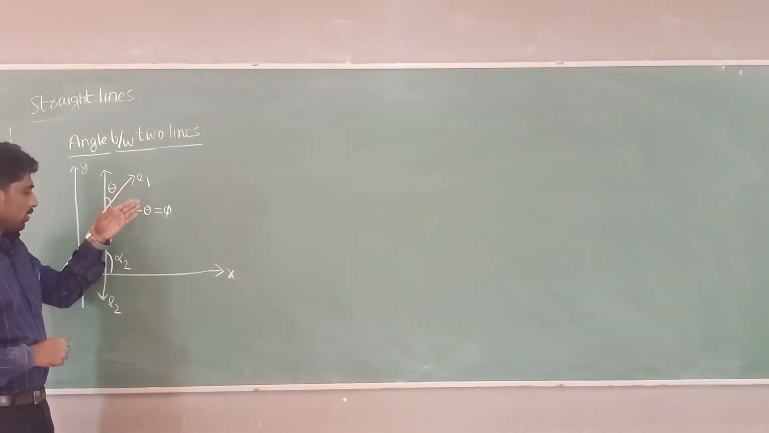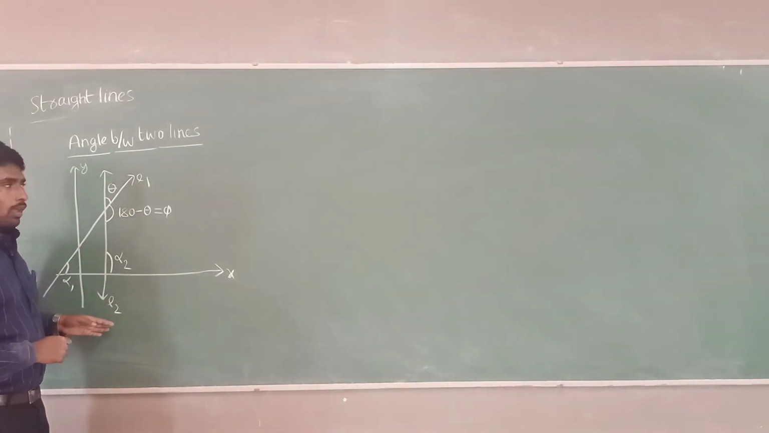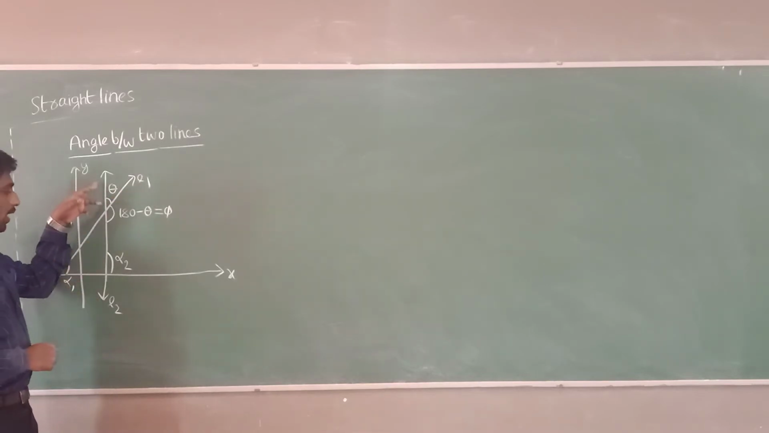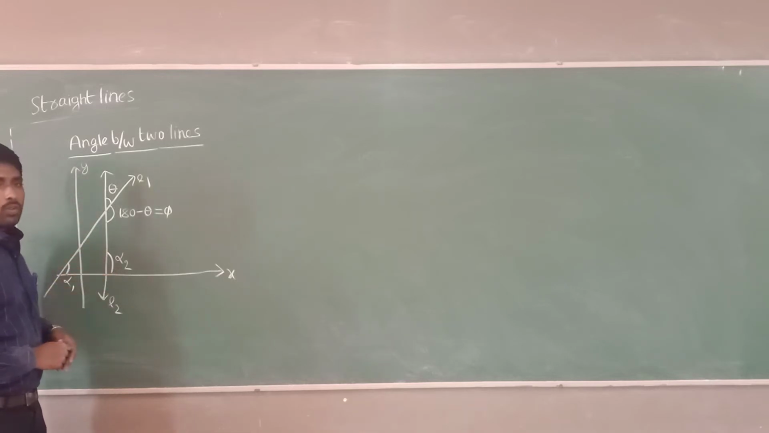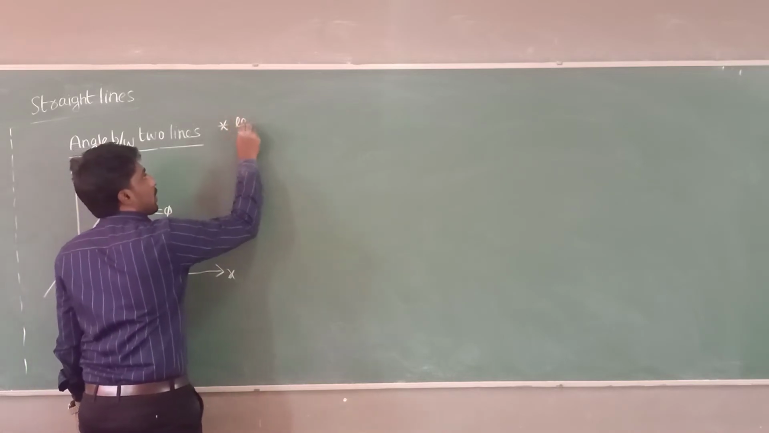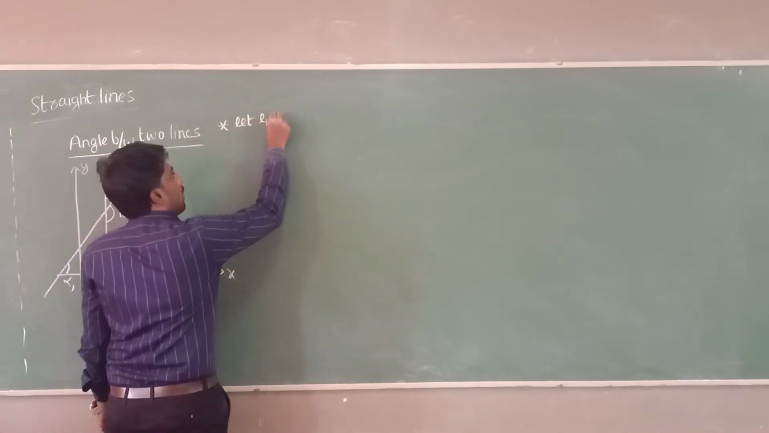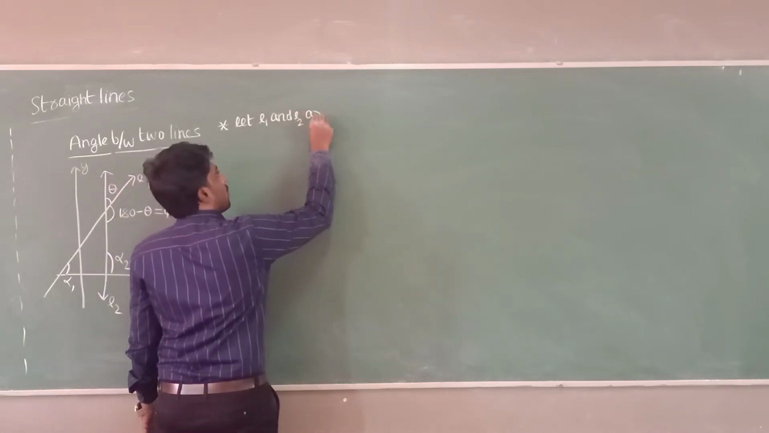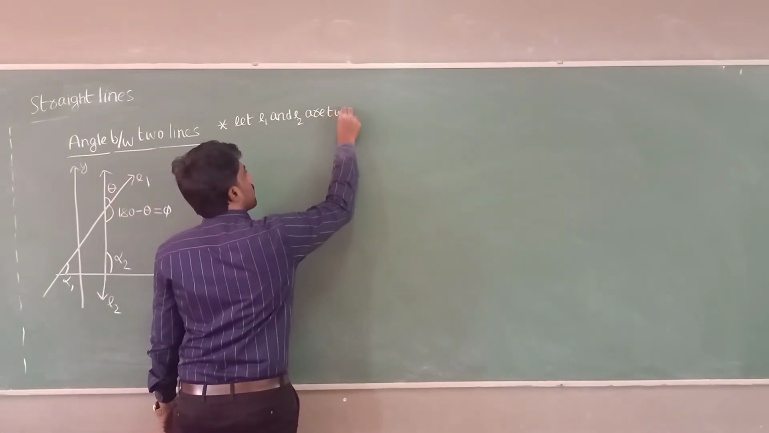This is the L1 line, and this is the L2 line. Okay, the L1 line makes an angle alpha 1 with the x-axis. The L2 line makes an angle alpha 2 with the positive x-axis. We write that introduction here. Let L1 and L2 be 2 non-vertical lines.